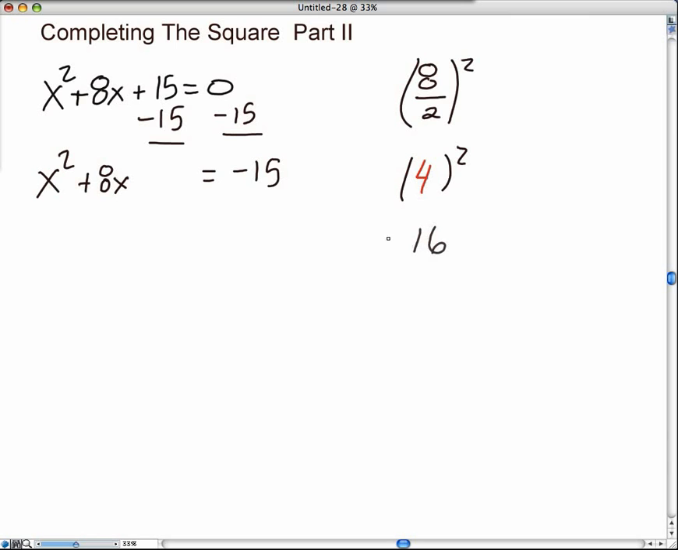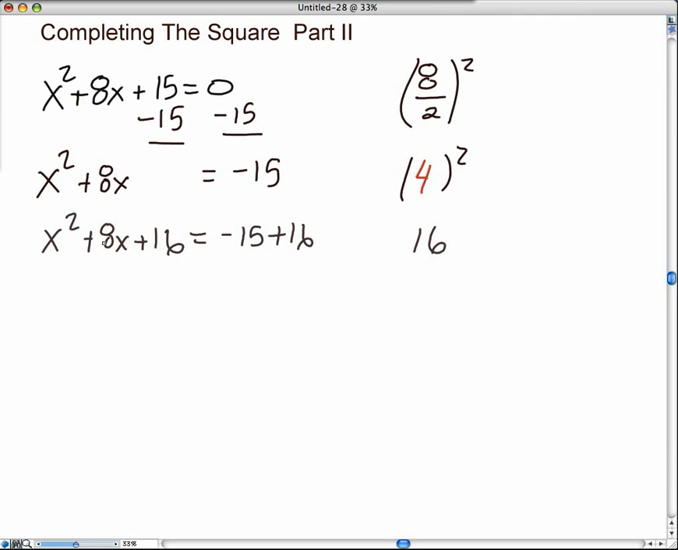Now this 16 that I just created, I'm going to pop it here on the left. And I'm going to add 16. Whatever you do on the left, you're going to have to do it on the right. So if I add 16 here, I'm going to have to add 16 there.